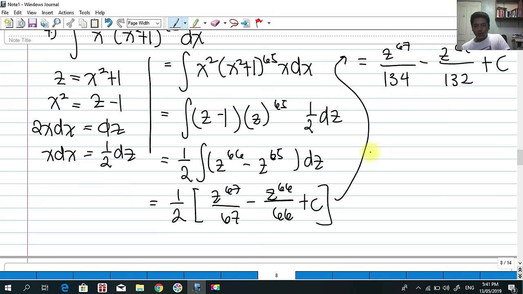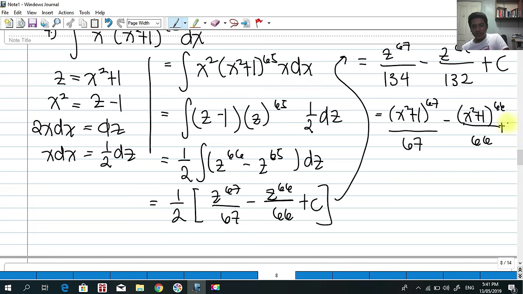So we can now back substitute the value of z. So we have now (x squared plus 1) raised to 67 over 67 minus (x squared plus 1) raised to 66 over 66 plus c. So this should be our final answer.